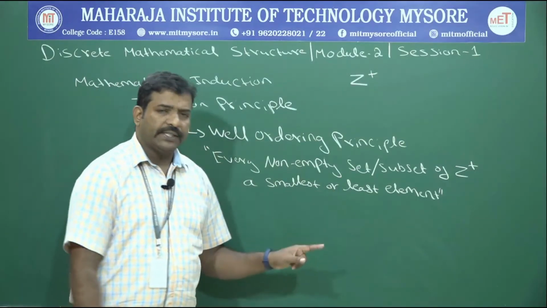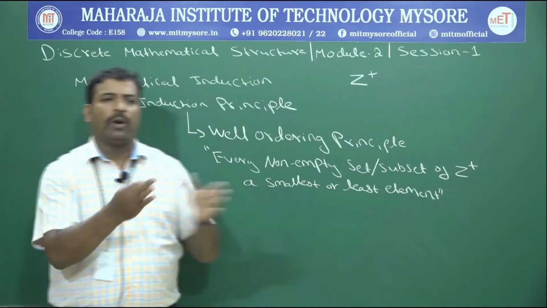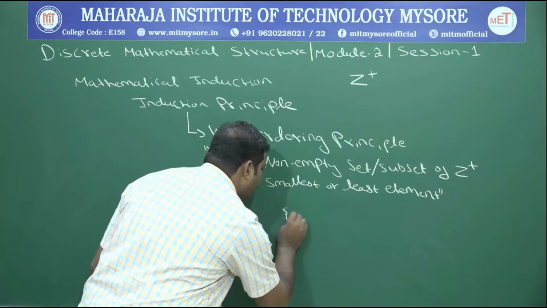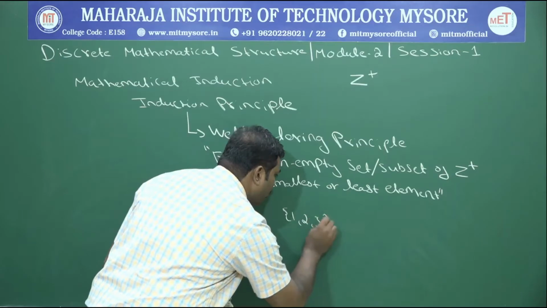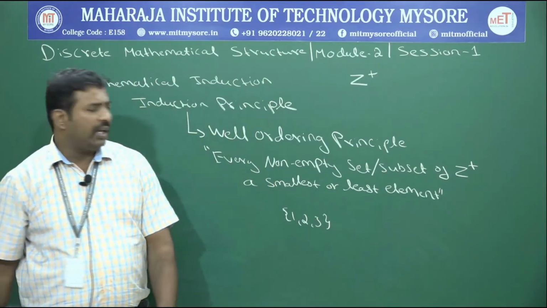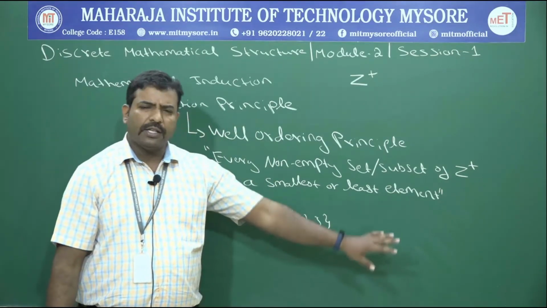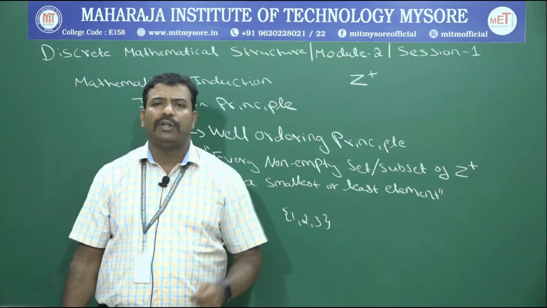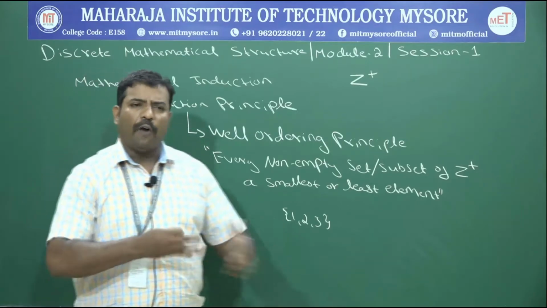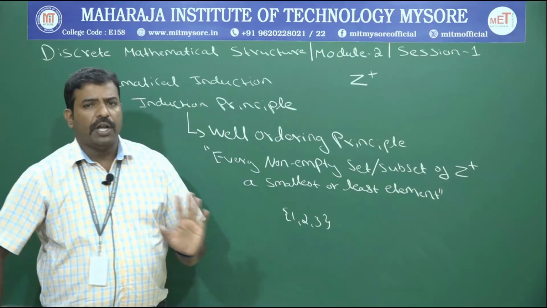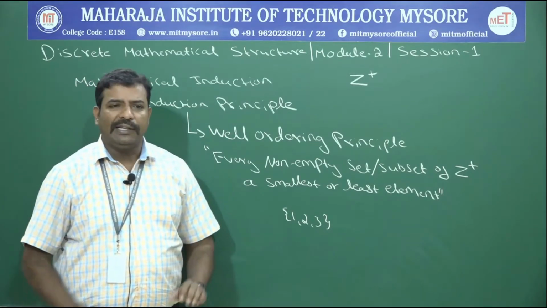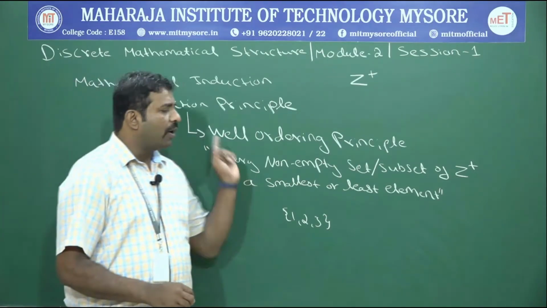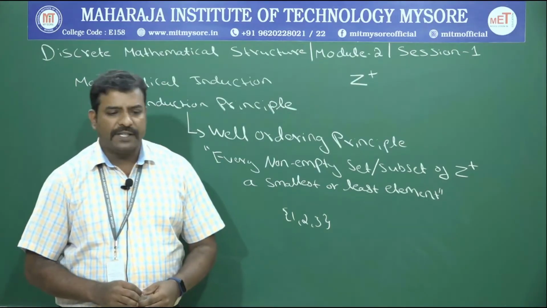So if I pick the set 1, 2, 3, now 1 is the smallest and the least element. Hence, whichever elements you take, after ordering, the first element is going to be the least element. This is what the well ordering principle deals with.